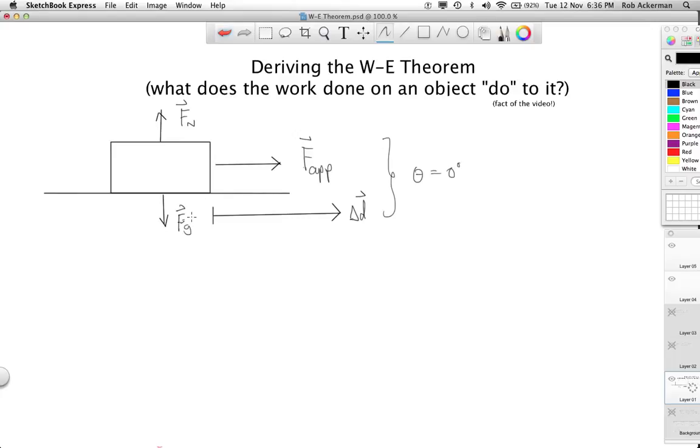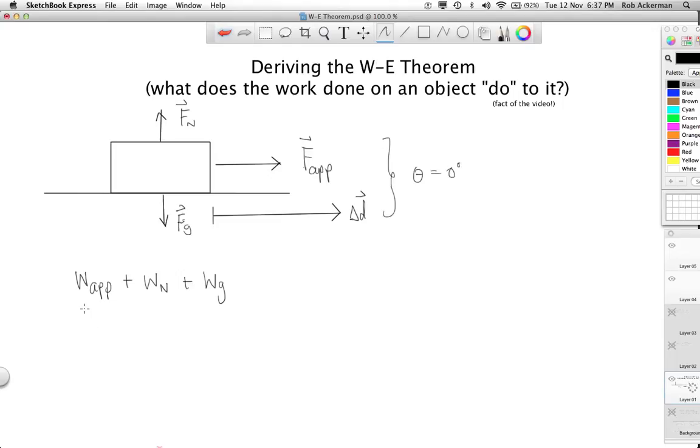And so the question I want you to answer is, how much work is done by all of these forces here? In other words, I want you to calculate not just the work done by the applied force, but also the work done by any force like the normal force and gravity. They are forces. There is displacement here. If they do work, we ought to calculate that.